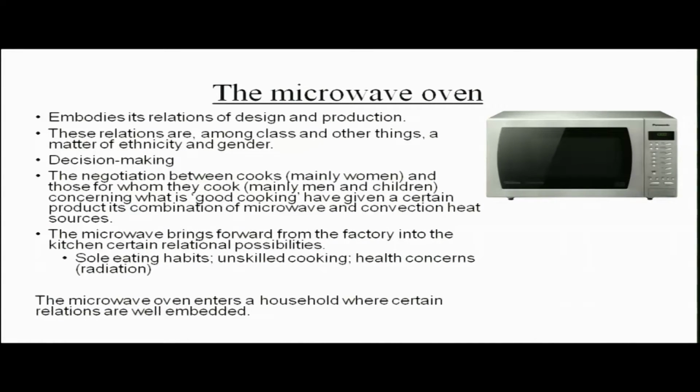So if you look at the technology itself, it embodies its relations of design and production. So we have a set of designers who are conceiving the idea, designing the product, and then producing it. These relations are, among class and other things, a matter of ethnicity and gender. So it is very socially contextual what type of microwave a family would buy, if they buy at all, and then it is heavily informed by class and other axes of difference that influence gender.